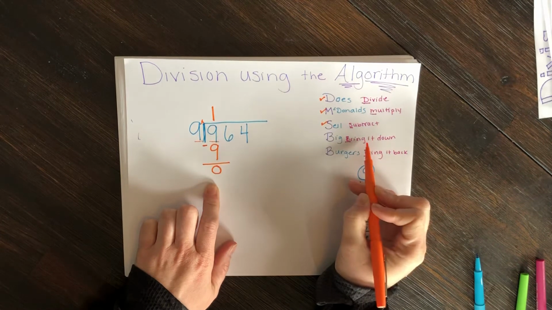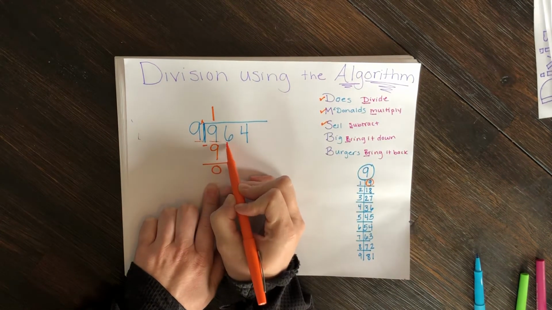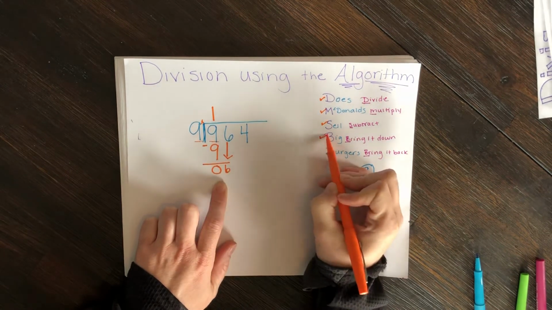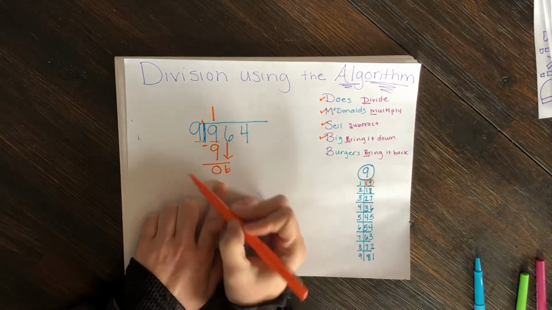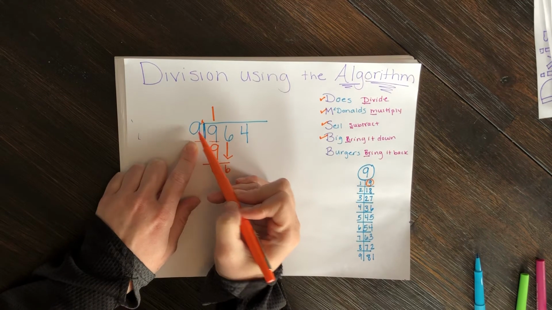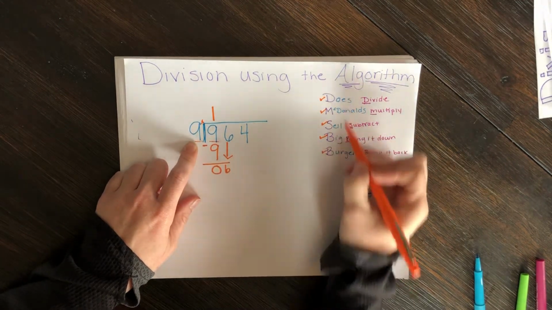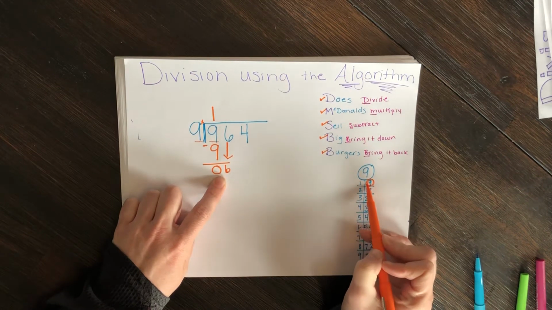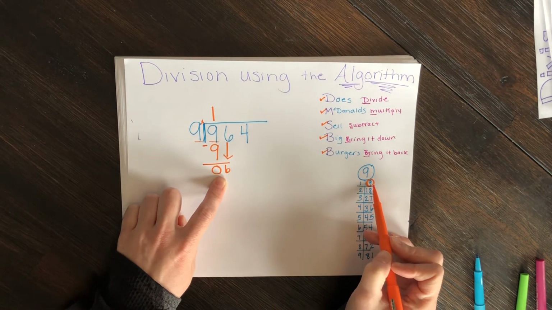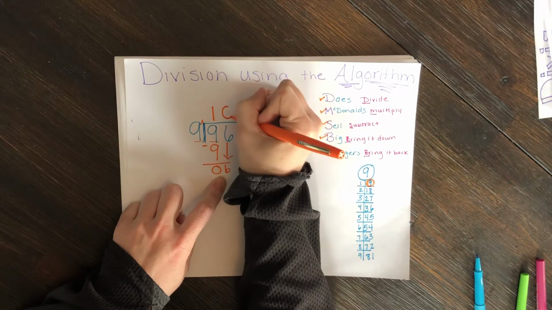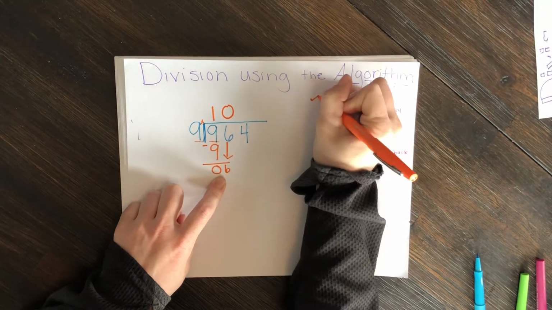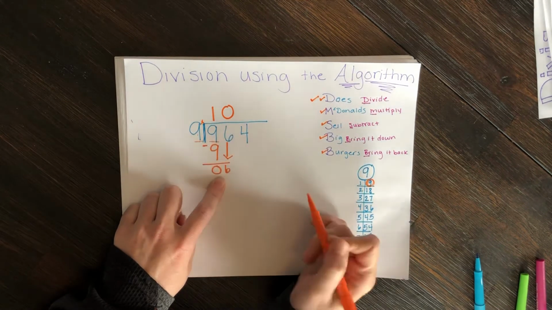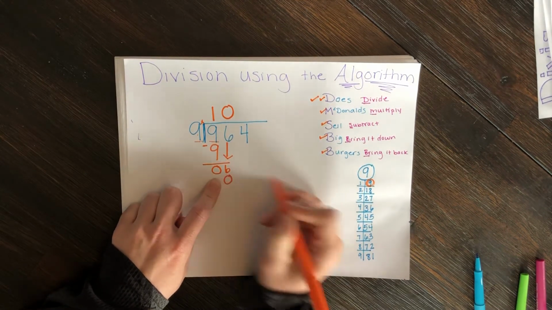Next thing is bring it down. So I bring down my next number, which is 6. Check. Bring it back. I bring it back to my 9 and start all over. So I'm going back down this list again. 9 divided by 6. My first number is 9, so it cannot go into 6. So I'm going to put a 0. Check. M for multiply. 9 times 0 is 0.